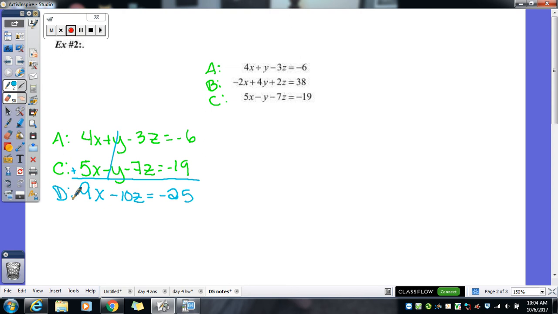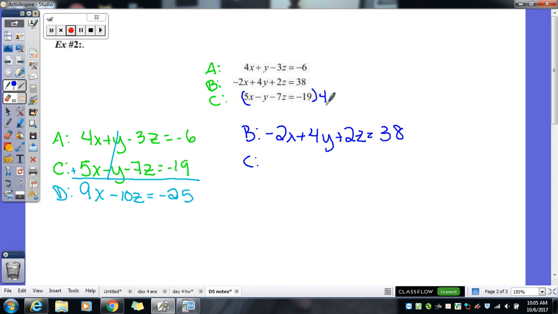So now this is the part where some people get confused. We have to knock the y out again. So we have to use either AB or BC. BC? All right, we'll use BC. So my B is negative 2x plus 4y plus 2z equals 38. My C, I'm going to put it up here.